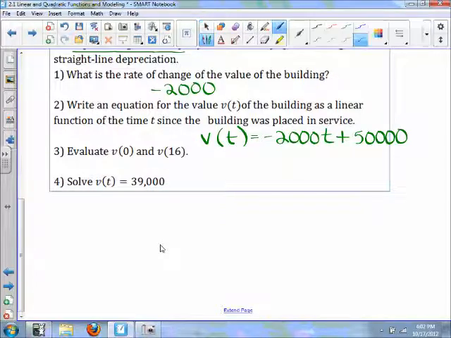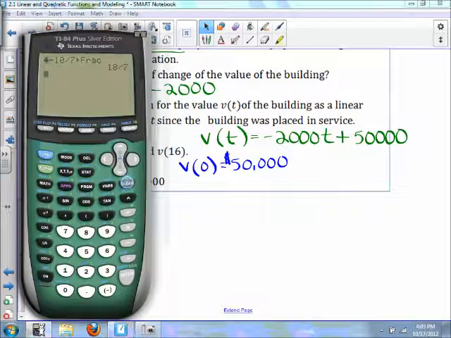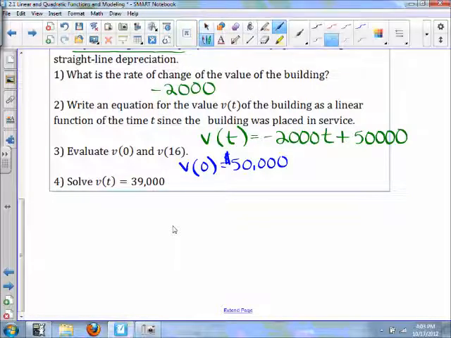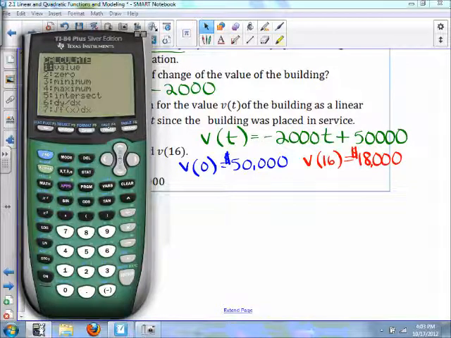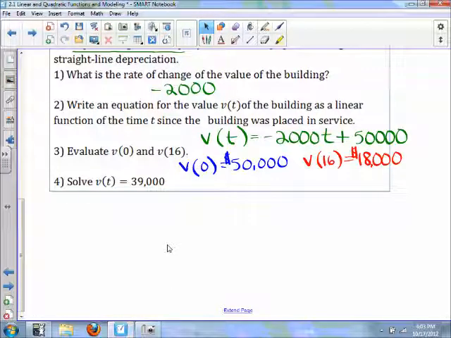Now we want to find v of 0. Well, v of 0 should be fairly simple. That's what we bought it at. Negative 2,000 times 0 is 0, plus 50,000 will be 50,000. V of 16 will be negative 2,000 times 16 plus 50,000. That will give us 18,000. What that's doing is giving us the value of our building after 16 years, after depreciating it $2,000 every year.